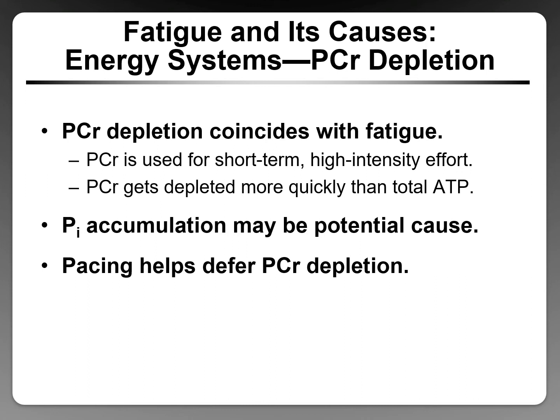So let's talk about the failure of the energy systems first. So specifically PCR depletion. So we know that the depletion of phosphocreatine is going to coincide with fatigue. We know PCR is used for short-term high-intensity effort. If we remember, it's somewhere around 5 to 15 seconds. And we know that PCR is going to deplete much more quickly than our total ATP stores are going to be. That means we are going to have an accumulation of phosphates, which could be causing issues with our energy system. Also, pacing is going to help defer PCR depletion.